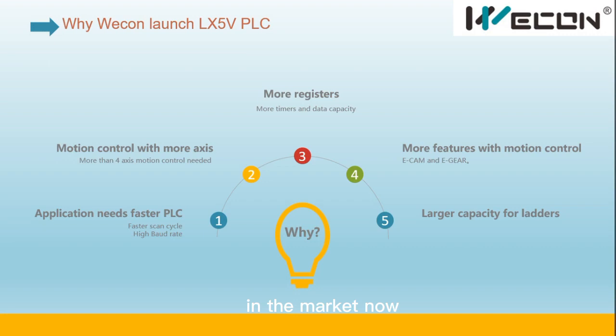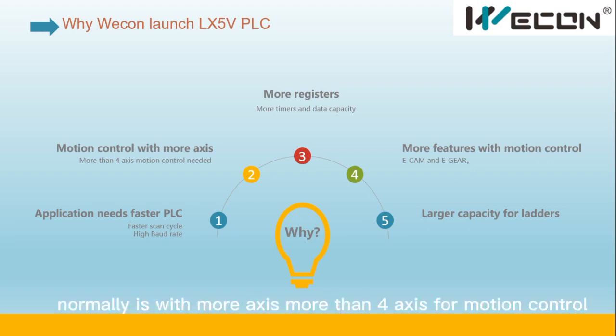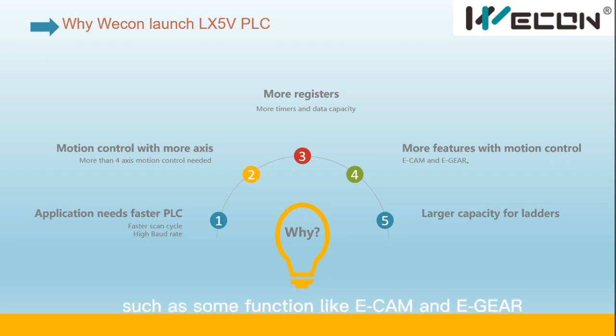Why? In the market now, it has more applications, requires the faster PLC. It requires faster scan cycle and high baud rate. Those applications normally is with more axes, more than 4 axes for motion control. And the PLC requires more registers, more timer, and bigger data capacity. And the motion control, such as some function like eCam and eGear, will be very important. And the ladder programming capacity should be bigger.